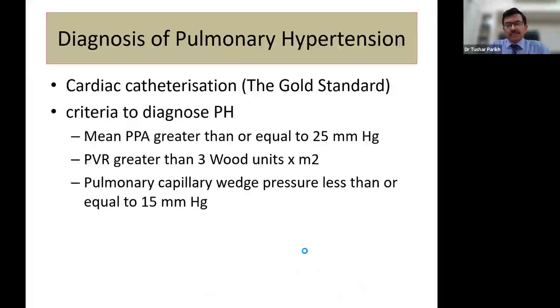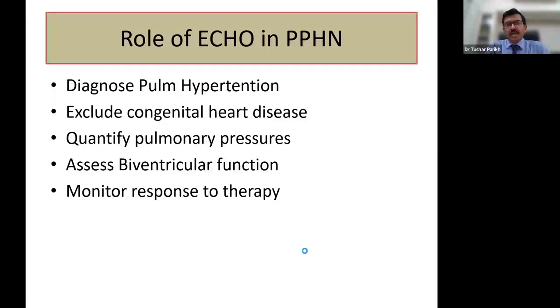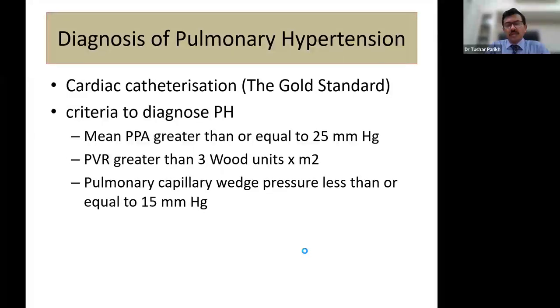So how do we diagnose pulmonary hypertension? Ideally, the gold standard is cardiac catheterization. And the criteria to diagnose pulmonary hypertension is mean pulmonary artery pressure greater than or equal to 25 millimeters of mercury, pulmonary vascular resistance greater than 3 Wood units per meter squared, and pulmonary capillary wedge pressure less than or equal to 15 millimeters of mercury. But this is a gold standard which we are unable to do in the newborn period, and therefore what we have to rely upon is the echo parameters.